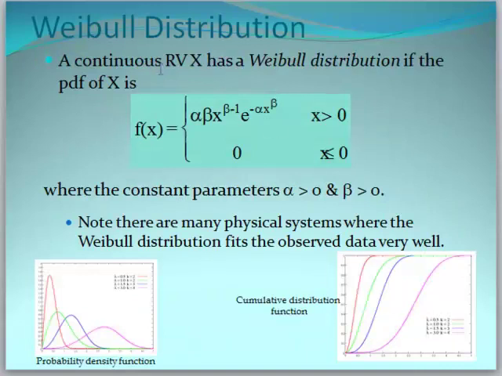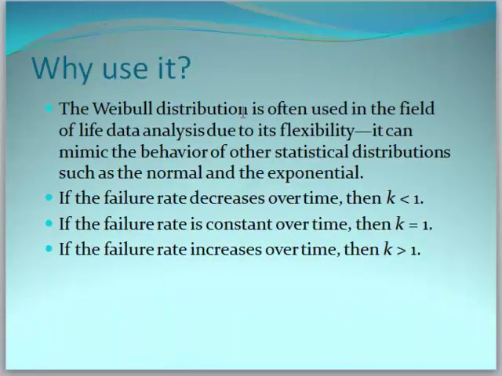The Weibull distribution, well, this is the way you would write it mathematically. Here's how it looks, depending on how you fix those parameters alpha and beta. And there are many physical systems, again, where the Weibull distribution fits the observed data very well. Here you see the cumulative distribution function associated with the distribution. Why do we use it? It's often used in life data analysis due to its flexibility. It can mimic the behavior of other statistical distributions.